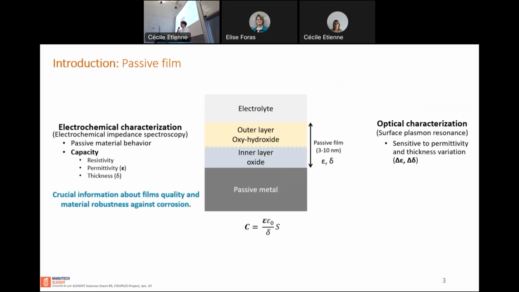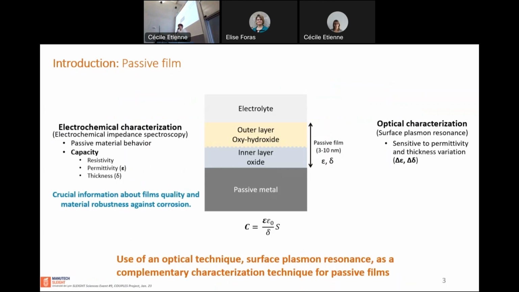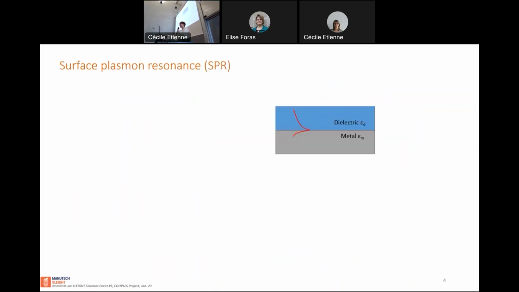The idea here is to use an optical characterization called surface plasmon resonance, which is very sensitive to permittivity and thickness variation at the metal and dielectric interface. It is to use this technique as a complementary characterization technique to characterize this passive film.